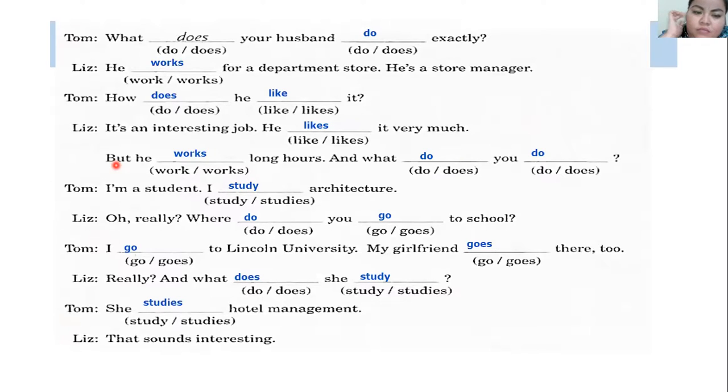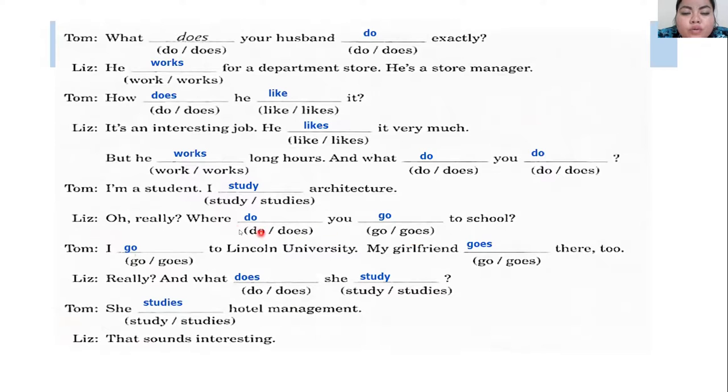Oh, really? Where do you go to school? I go to Lincoln University. My girlfriend goes there too. Really? And what does she study? She studies hotel management. Sounds interesting. Very good. That sounds interesting. Okay, repeat here, Jessica.